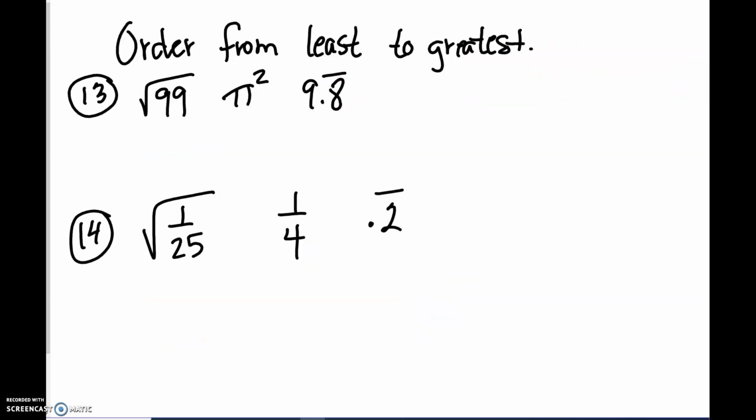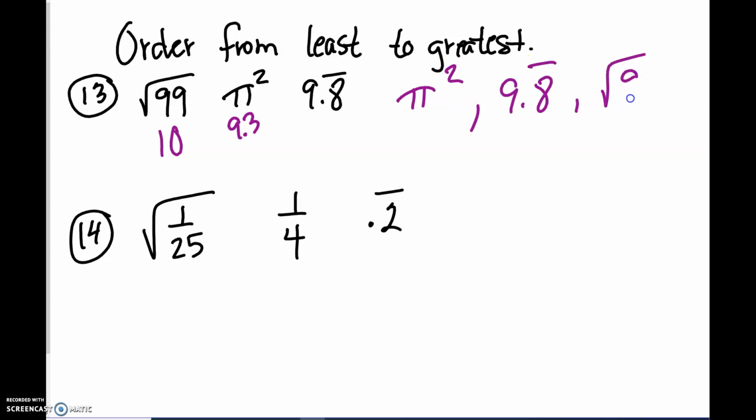All right, number 13, order from least to greatest. Let's see, the square root of 99 is super close to 100, and the square root of 100 is 10. And 3.1 squared is going to be a little bit bigger than 9. So I'm just going to guess this is going to come out to be about 9.3. So let's see, what is the smallest number here? The smallest is going to be pi squared. Then it looks like that 9.8 repeating, and then the square root of 99 is going to be your biggest.